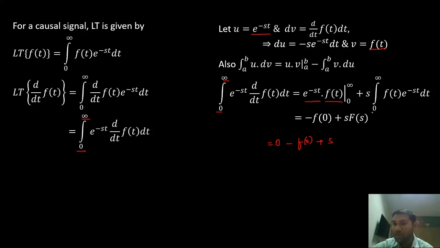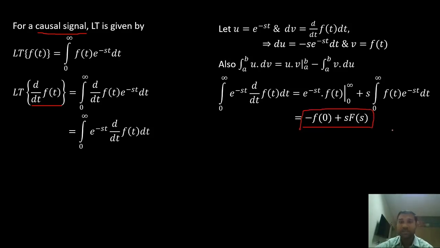And what is this? Integral 0 to infinity f of t e power minus st dt. Look here, 0 to infinity f of t e power minus st dt. It is nothing but the Laplace transform of f of t, which is F of s. So that is what I have here. So for a causal signal, if I differentiate the time domain signal, my Laplace transform is going to change in accordance to this expression.